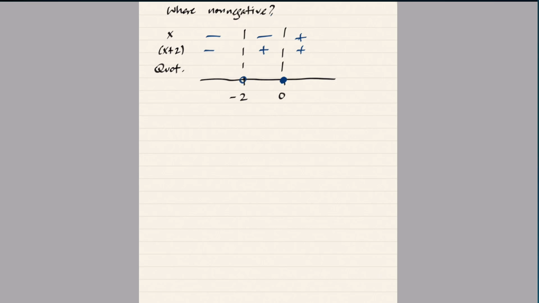And so if you have two negative quantities and you divide them, you get a positive result. If you have a negative and a positive in any order, you get a negative result. And if you have two positive quantities, you get a positive result. And so we're looking for where we are non-negative, positive, and that would be these two regions right here.